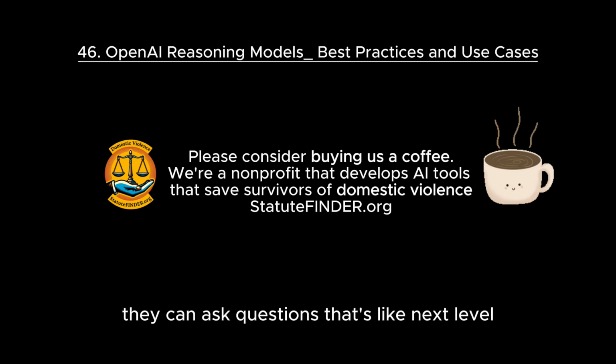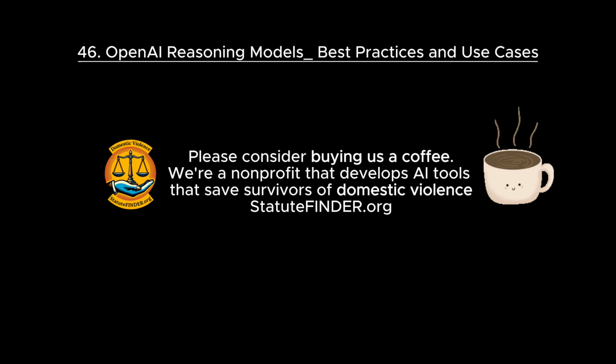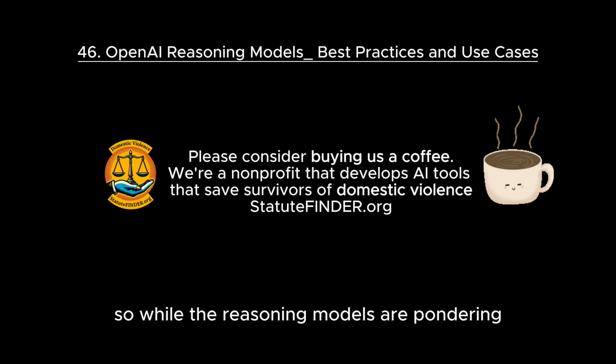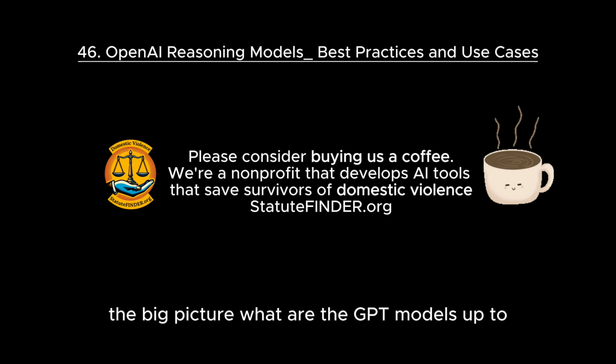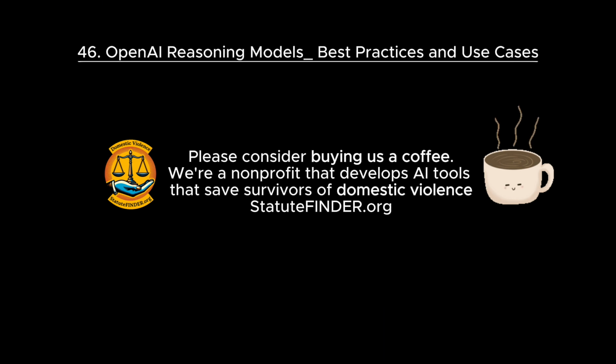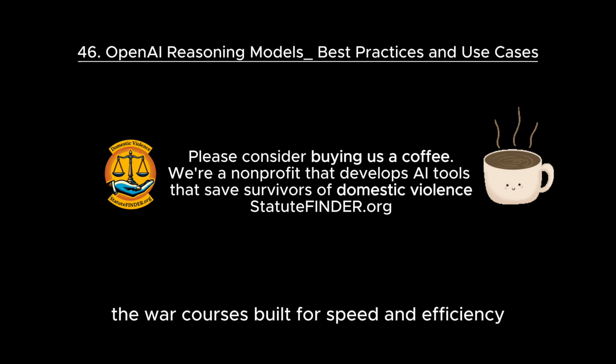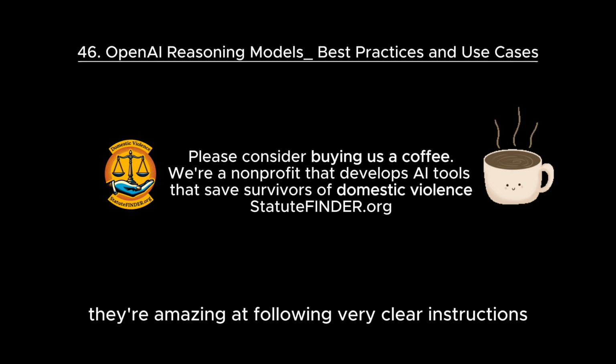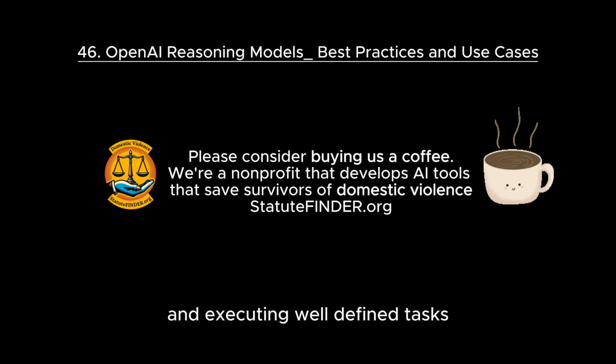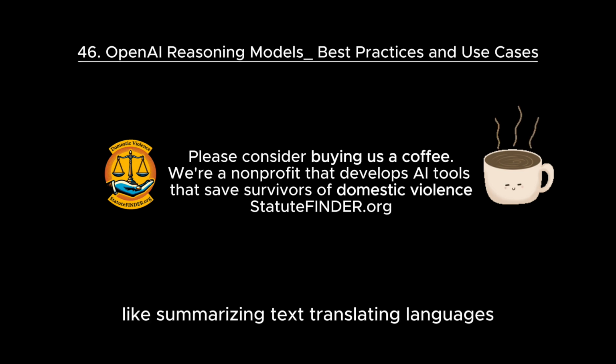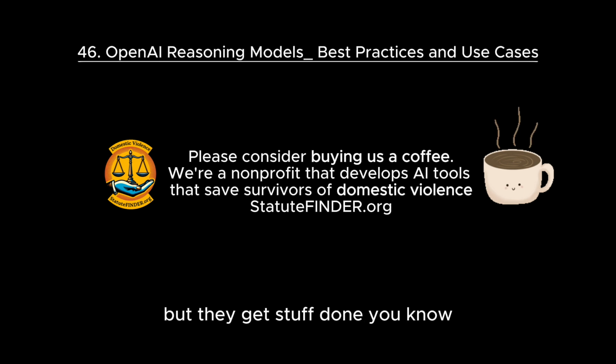Whoa, hold on. They can ask questions. That's like next level. So while the reasoning models are pondering the big picture, what are the GPT models up to? Think of GPT models as like the workhorses built for speed and efficiency. They're amazing at following very clear instructions and executing well-defined tasks, like summarizing text, translating languages, or even generating some creative content. They might not be the strategic masterminds, but they get stuff done, quickly and cost-effectively.